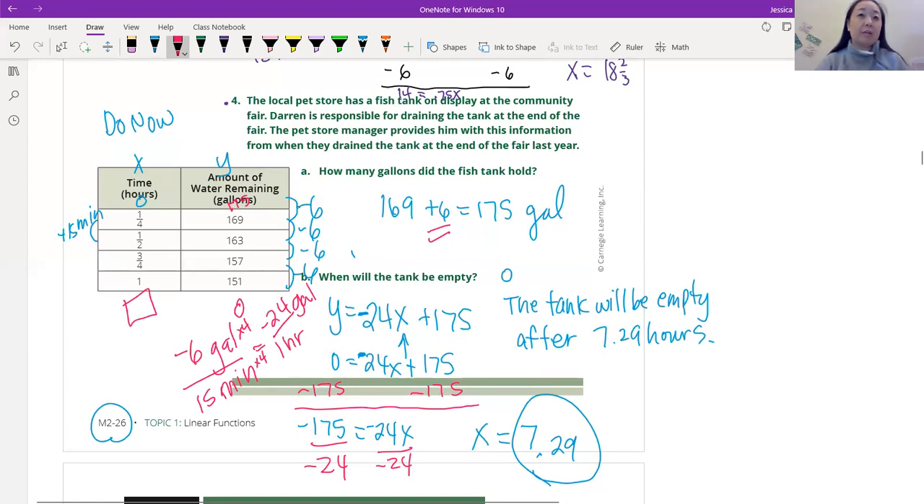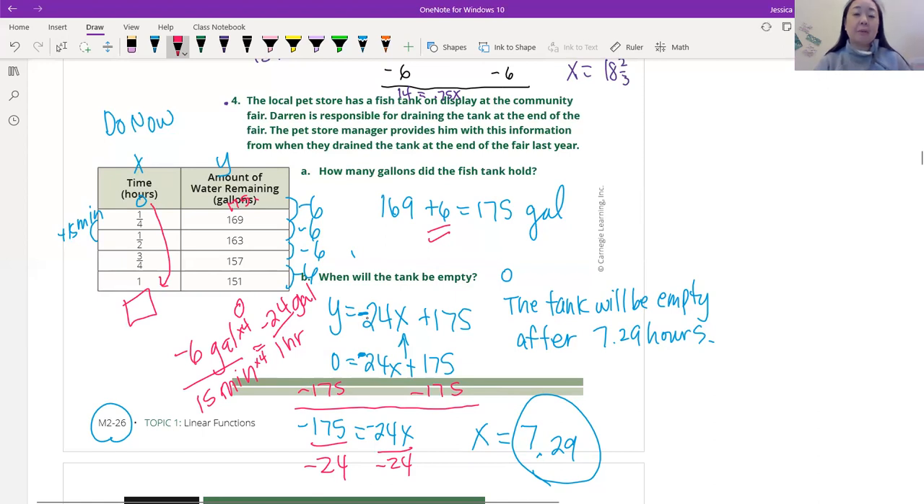Or we could just count right here. Some people did this where they went to 1 hour, so from 0 to 1 hour. That was from 175 to 151, which is going to be what? 24 gallons. Okay, that's another way to do it. A lot of different ways to think about it. And some other people did -6 minus 6 minus 6 minus 6. We did that 4 times. So it's -6 times 4, which is -24. Either way is okay. So here we go.